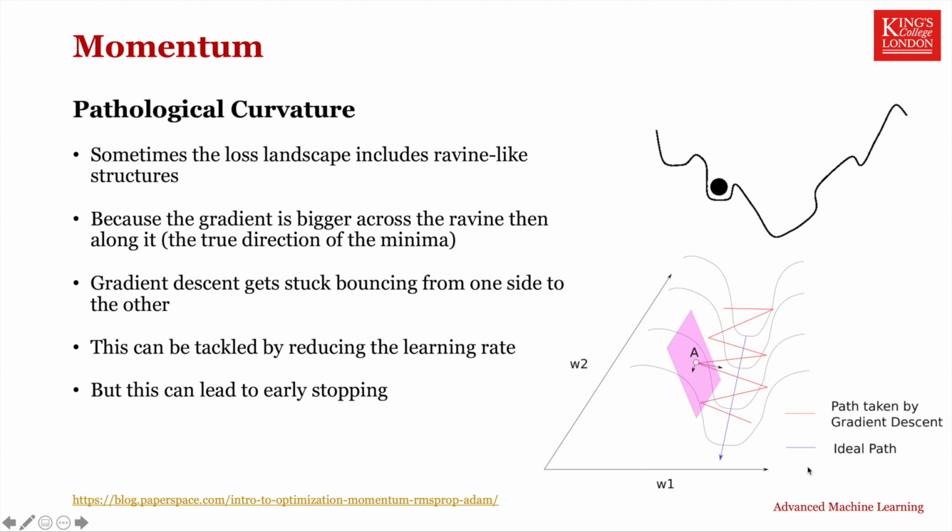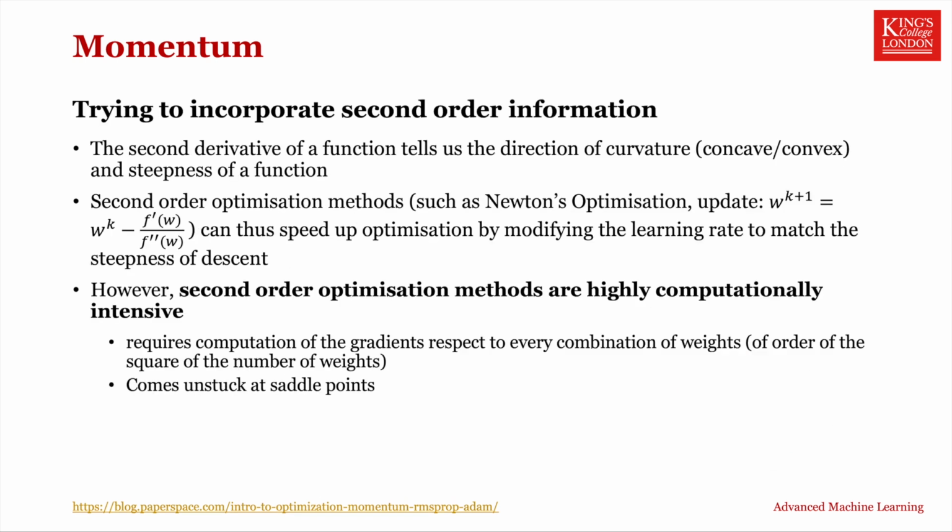And when this happens, gradient descent tends to get stuck, bouncing from one side to the other of the ravine as shown here. It can be tackled by reducing the learning rate significantly, but then this can also lead to the optimization slowing so dramatically that the user will terminate before reaching the global minima. Therefore, a better way to deal with the problem can be to incorporate more second order type information.